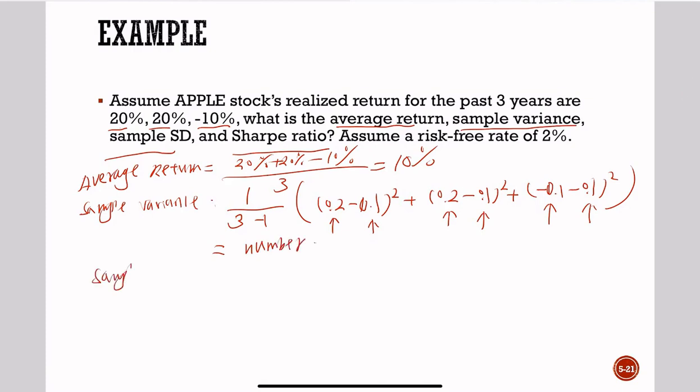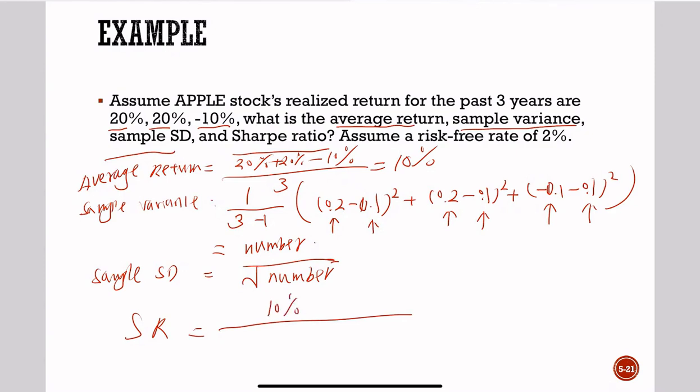And then sample standard deviation is just the square root of this number. Right? And then Sharpe ratio. Sharpe ratio is the excess return. What is the excess return here? It's the average return minus 2% divided by standard deviation, which is this guy here. Right? Of course, you have to figure out what this number is.